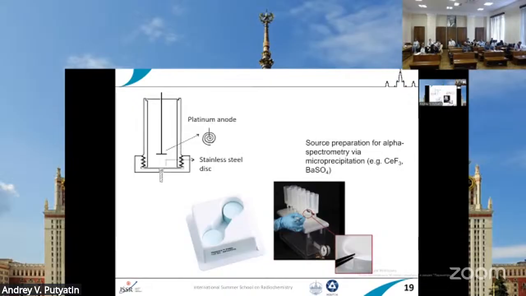Or today it is very convenient to use special filters with thin layers of cerium fluoride or barium sulfide. When we pass the solution through this filter, actinides are adsorbed as a thin layer on the cerium fluoride, and thus we obtain a very thin layer of actinides. It's very convenient, but more expensive than this technique. But it is much faster and more convenient.